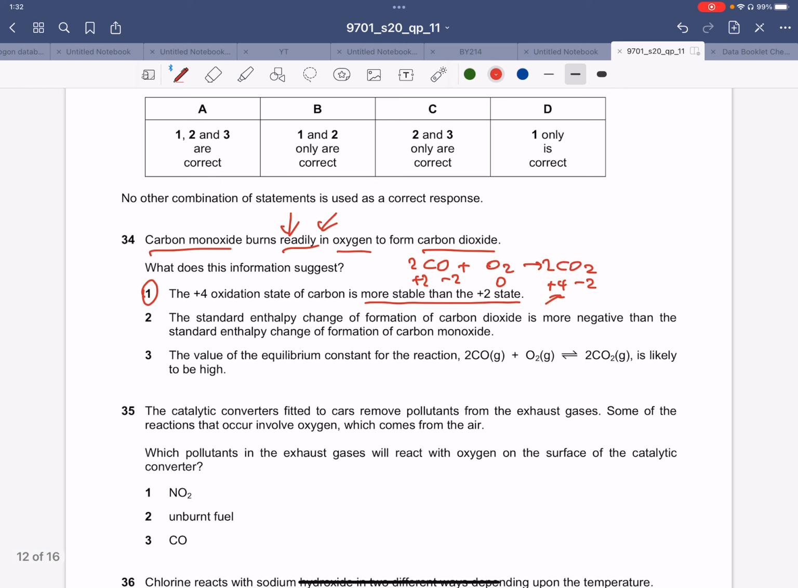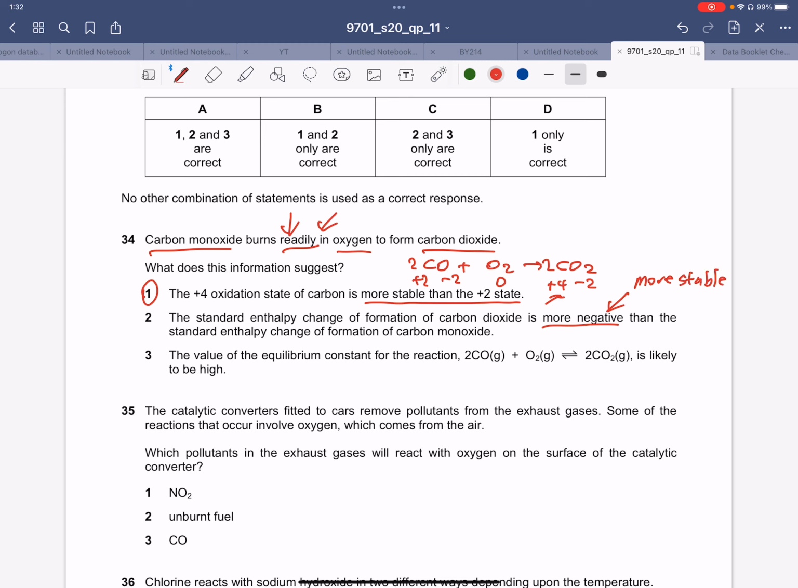And moving on, let's see, the standard enthalpy change of formation of CO2 is much more negative than the standard enthalpy change of formation of CO. Okay, this is actually also true because a more negative enthalpy change of formation is basically stating that the molecule is more stable.